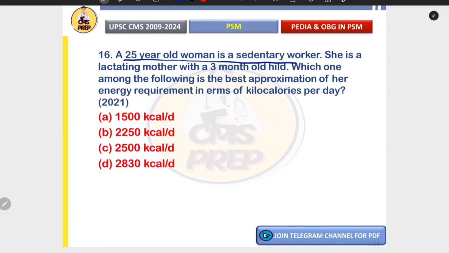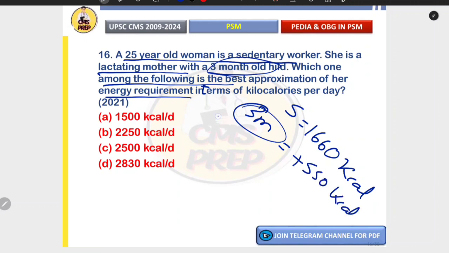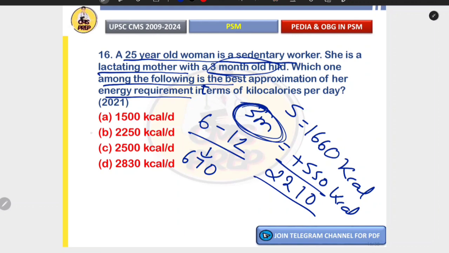A 25-year-old woman is a sedentary worker. She is a lactating mother with a 3-month-old child. Which among the following is the best approximation of her energy requirement in terms of kilocalories per day? So for a sedentary female, the energy required per day is about 1660 kilocalories. She is lactating with a 3-month-old child, so for that she needs an additional 550 kilocalories. And if the child is between 6 to 12 months, then she needs an extra 670 calories. But the baby's age is 3 months, so she requires plus 550 calories. And on adding it, we get approximately 2200 calories.